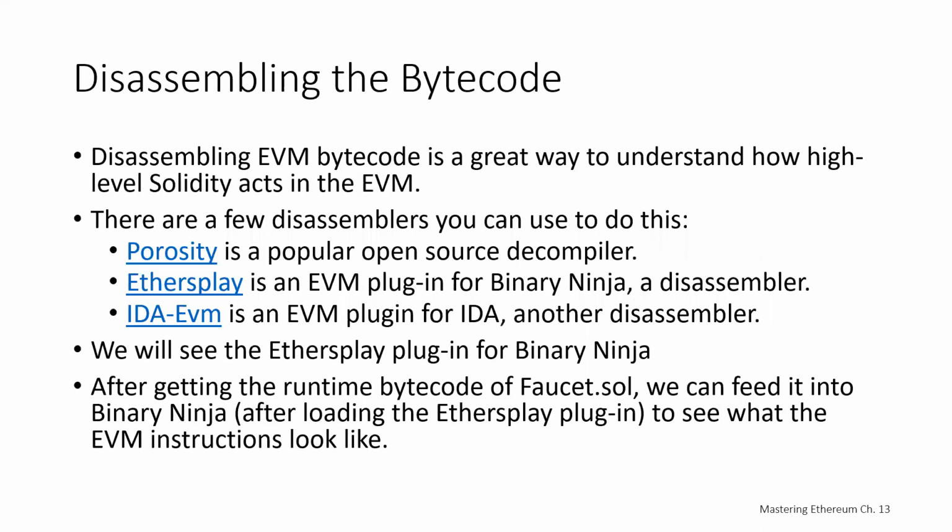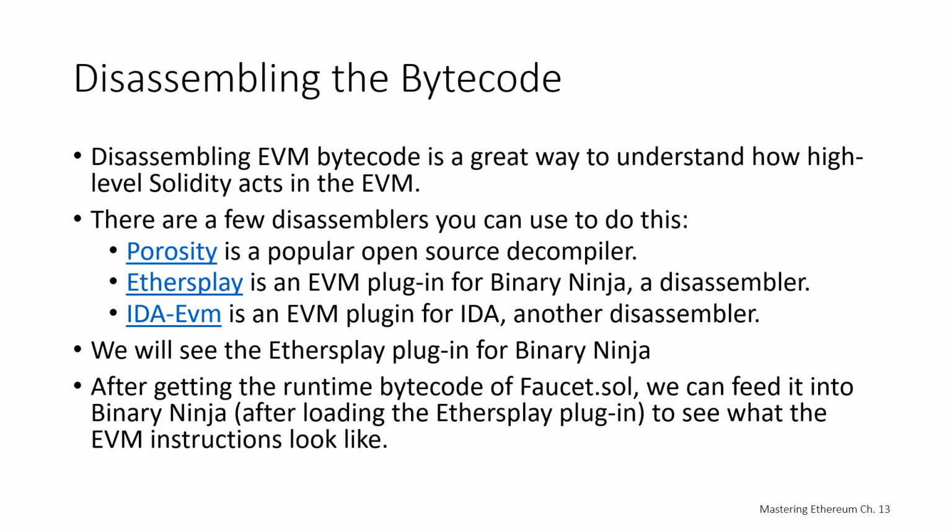So let's talk about disassembling EVM bytecode. This is a great way to understand how high-level Solidity acts in the Ethereum Virtual Machine. There are several disassemblers you can use to do this. Porosity is a popular open source decompiler. Ethersplay is an EVM plugin for Binary Ninja, which is another disassembler. And IDA EVM is an EVM plugin for IDA, which is yet another disassembler. And there are others; this is just a few of them. So we're going to take a look at the Ethersplay plugin for Binary Ninja.